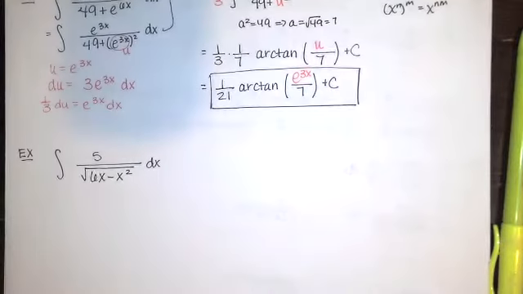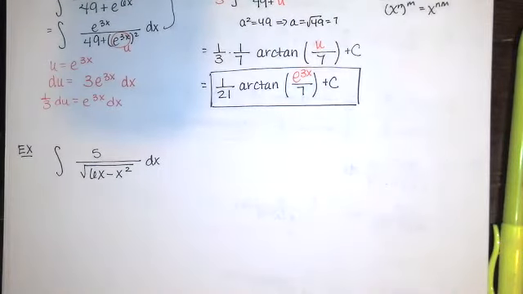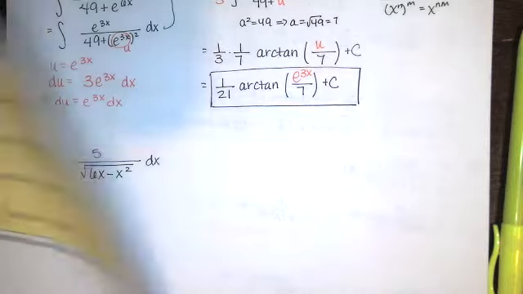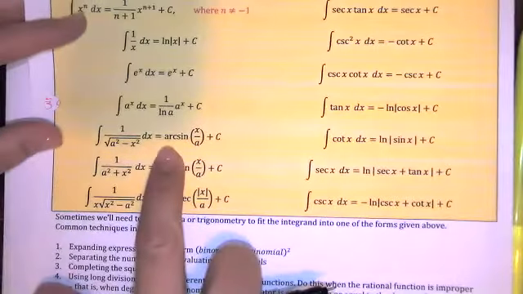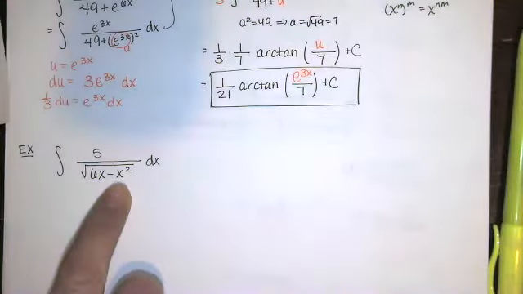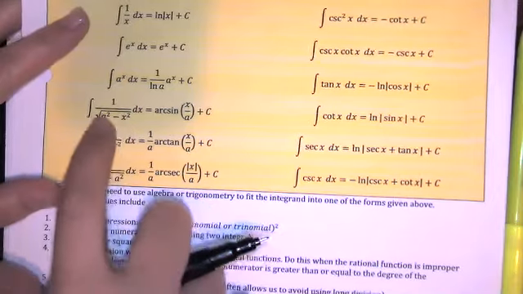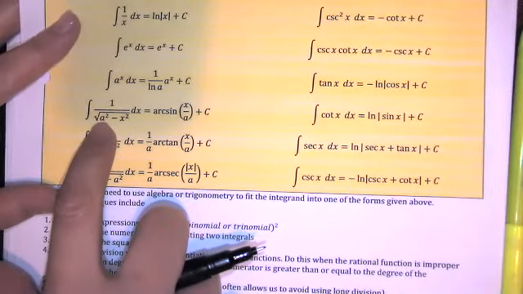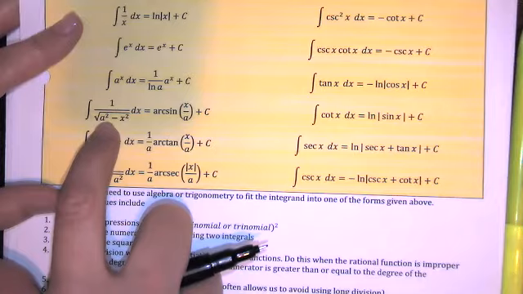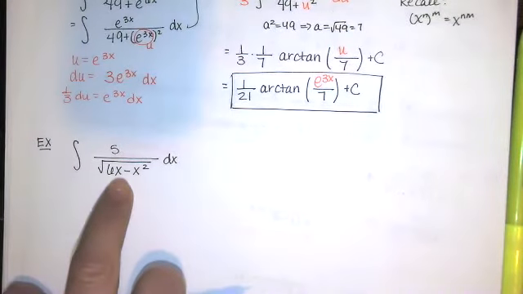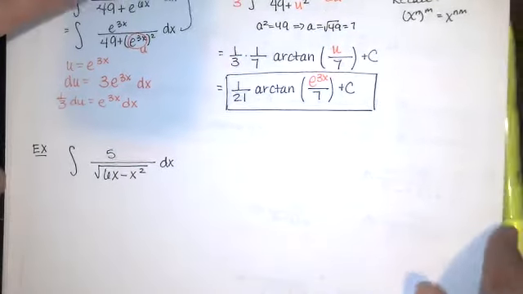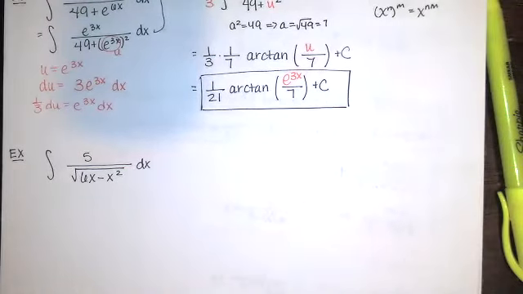Okay, now this one is a little tricky because it looks like arc sine, doesn't it? Got a 6x minus x squared under that radical, and there's an a squared minus x squared under that radical. Problem is, this one doesn't have an x, it just has an a squared, it's just a constant. And this is a constant times x. So here's a technique that we'll use more when we get to calculus 2.